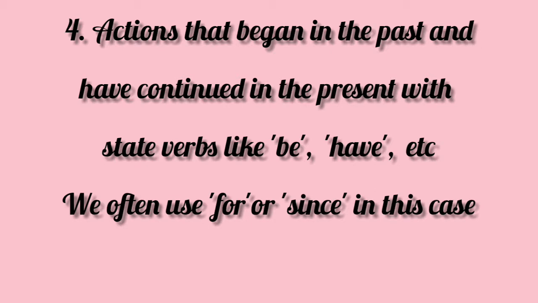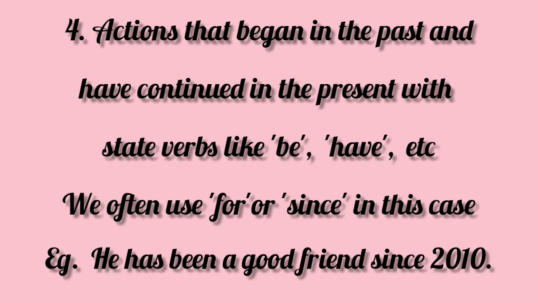The next use is in actions that began in the past and have continued into the present with state verbs like be, have, like, know, etc. We often use for or since in this case. For example, he has been a good friend since 2010.